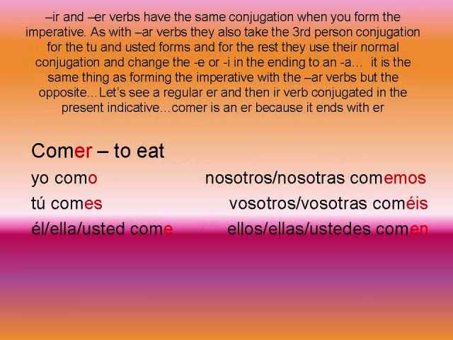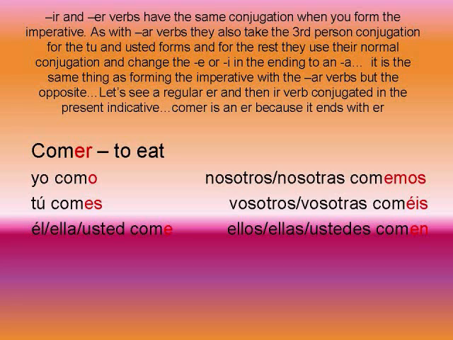IR and ER verbs have the same conjugation when you form the imperative. As with AR verbs, they also take the third person conjugation for the tú and usted forms, and for the rest they use their normal conjugation and change the e or i in the ending of the verb to an a. It is the same thing as forming the imperative with AR verbs, with the opposite. Let's see a regular ER and then IR verb conjugated in the present indicative.